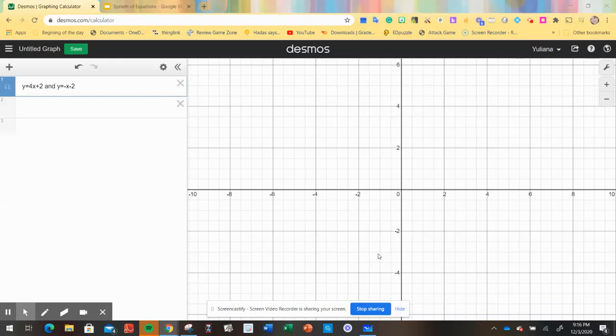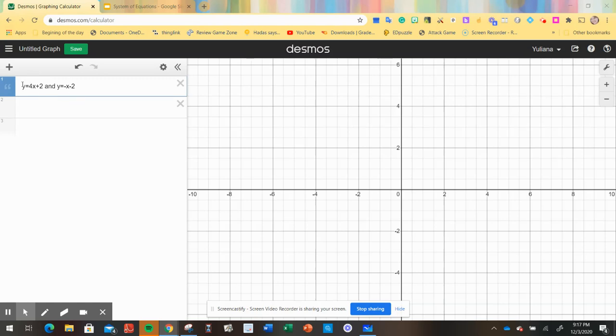Okay, so now that we reviewed how to solve for y, we're going to talk about what we do if we are given two equations and they ask us to determine what we refer to as a solution. So for example, I have here y equals 4x plus 2 and y equals negative x minus 2. And I am trying to find the solution to this system. It's a system because I have two equations.